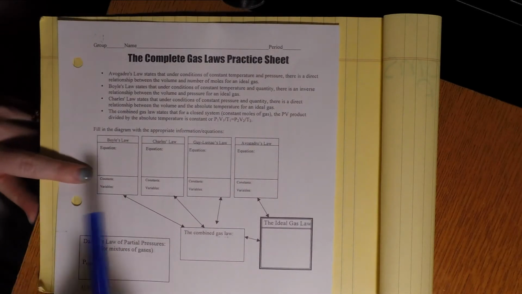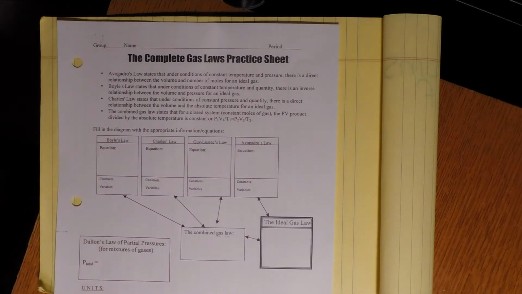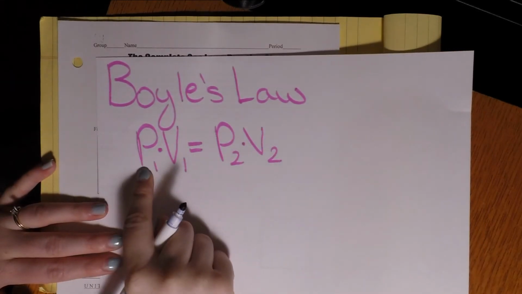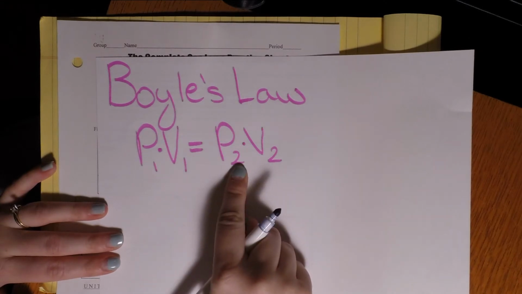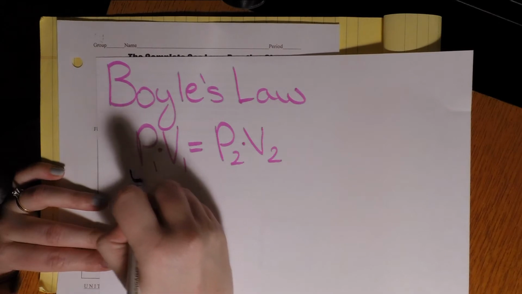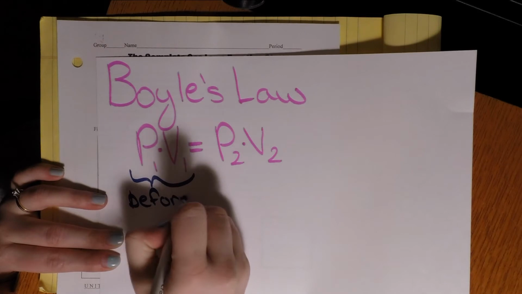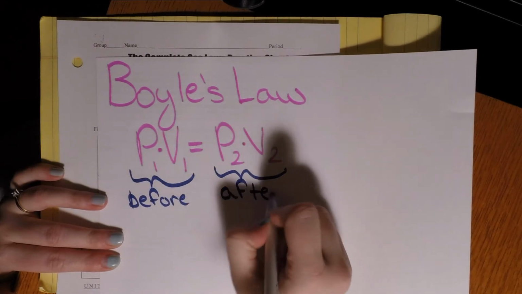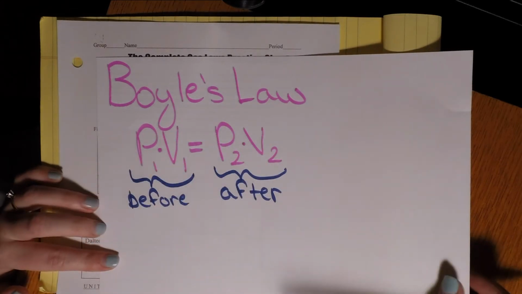And now we're going to actually fill in these boxes, and I'm going to start here with Boyle's law. Boyle's law is P1 V1, this is multiplication, equals P2 V2, which is also multiplication. Now, the 1 indicates before any change, and then the 2 indicates after. So we are comparing two different sets of conditions for the same system.